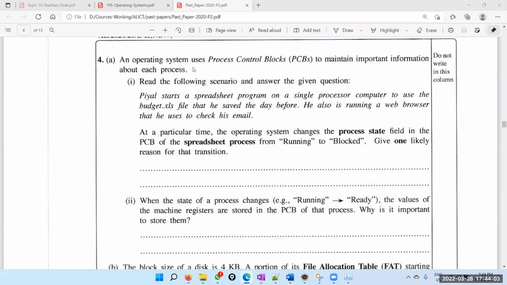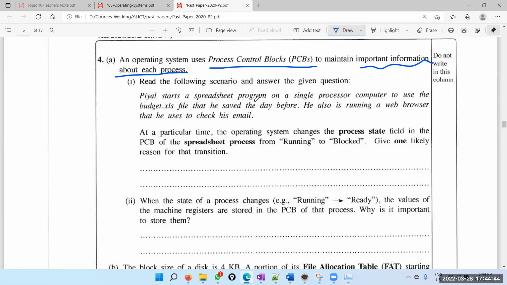Okay, let's see. An operating system uses a process control block, PCB, to maintain important information about each process. Obviously, right? Process number, process state, open files, the pointer to the last statement's memory address, the register values. Yes, because the next time that process gets a chance to execute, it will be read and the things will be initialized. Read the following scenario and answer the given question.